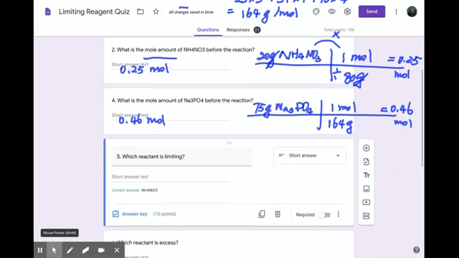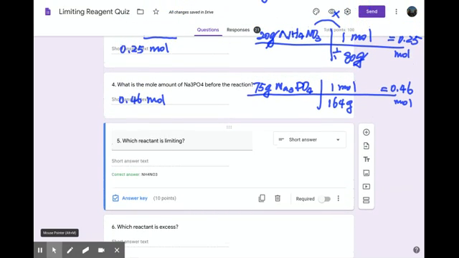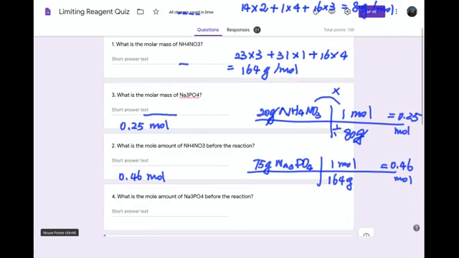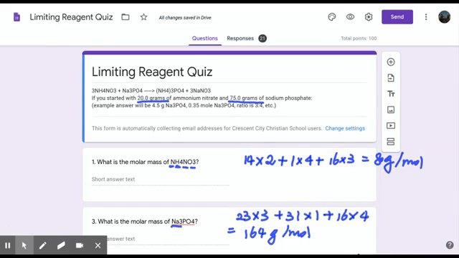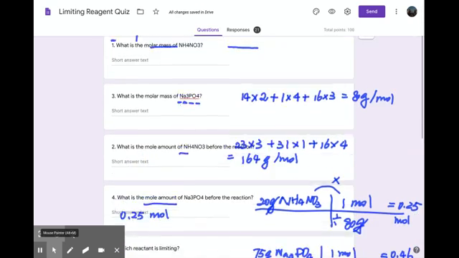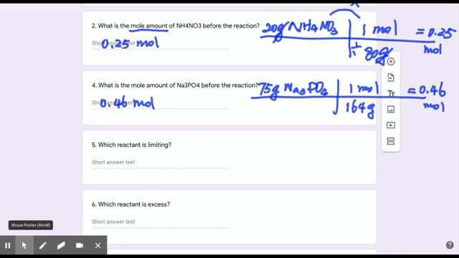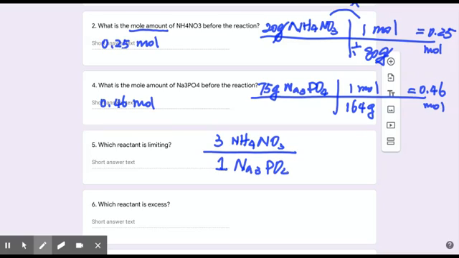Okay, question number 5. You need to find out which one is limiting reagent. Okay, so that has to do with our mole ratio. Our mole ratio is every 3 mole of ammonium nitrate react with every 1 mole of sodium phosphate. So our ratio is 3 to 1. 3 ammonium nitrate react with 1 sodium phosphate. Okay, so obviously we need more ammonium nitrate than sodium phosphate, right?